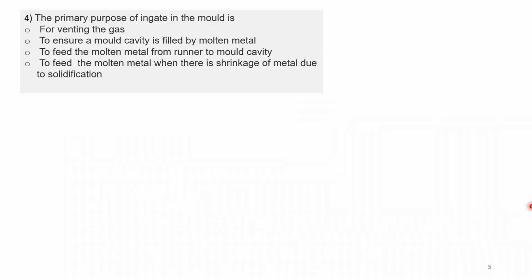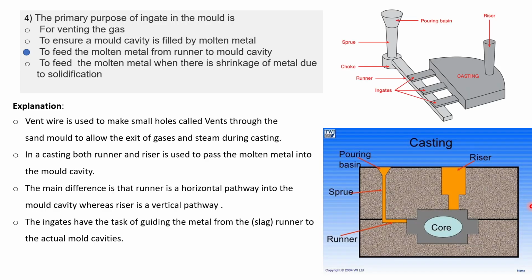Next question is, the primary purpose of ingate in the mold is. Your options are: venting the gas; to ensure a mold cavity is filled by molten metal; to feed the molten metal from runner to mold cavity; and to feed the molten metal when there is shrinkage of metal due to solidification. The last one is for riser, and out of the other options, this one will be the answer: to feed the molten metal from runner to the mold cavity.